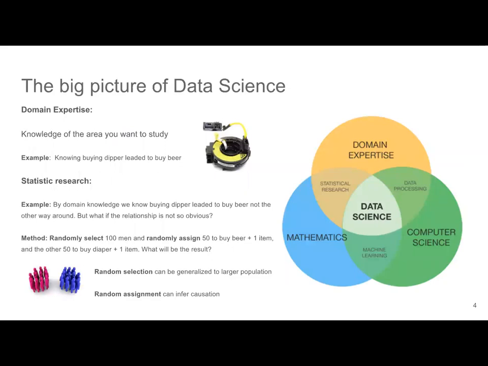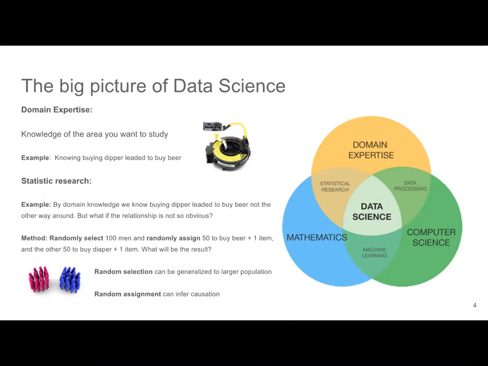Okay, so now we talk about the big picture of data science. Look at the picture on the right. Data science is actually a crossing of knowledge from three main areas. Computer science, we all know what it is. Domain expertise. What does domain expertise mean? The knowledge of the area you want to study. For example, in the previous example, we know that buying diaper led to buying beer. This is domain knowledge. If you have no idea what diaper is or what beer is, you wouldn't be able to do the reasoning.